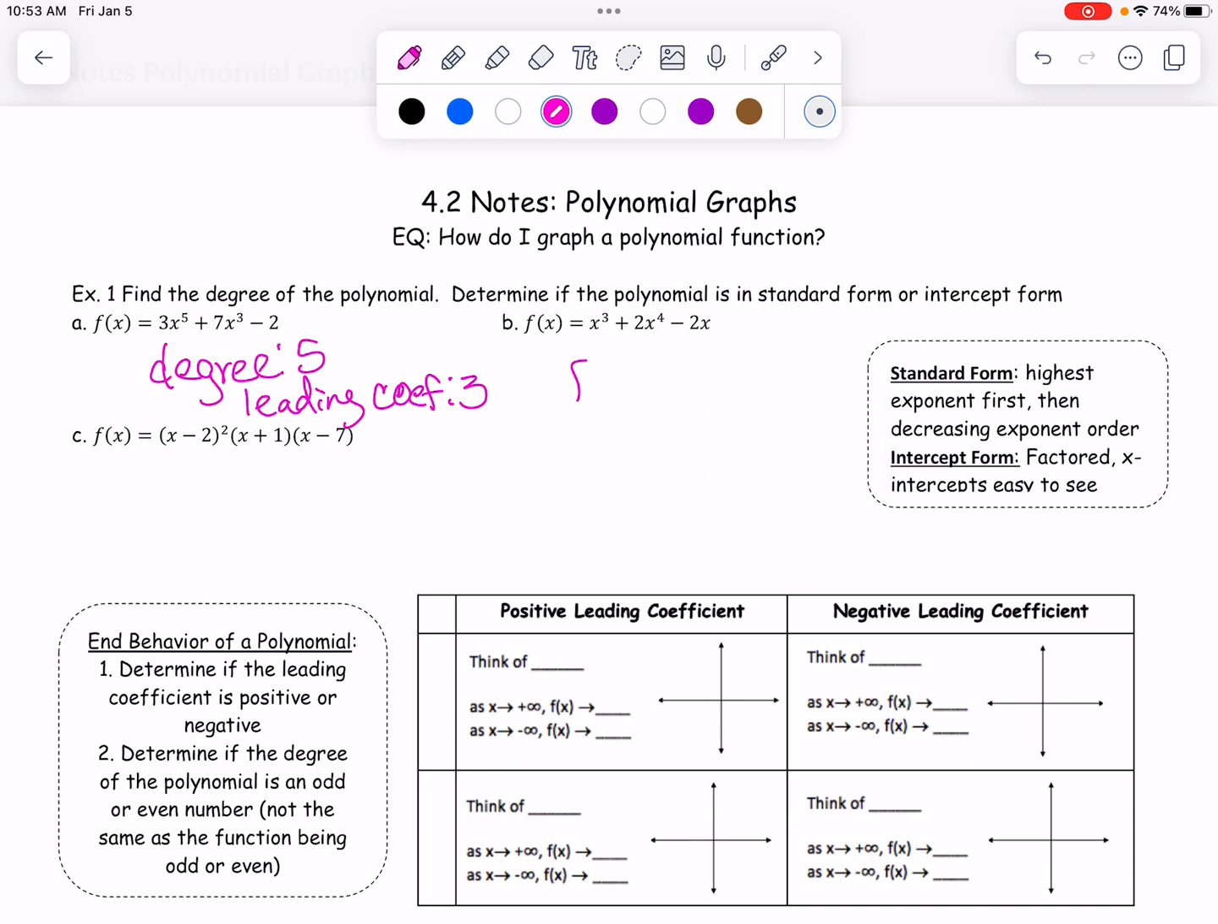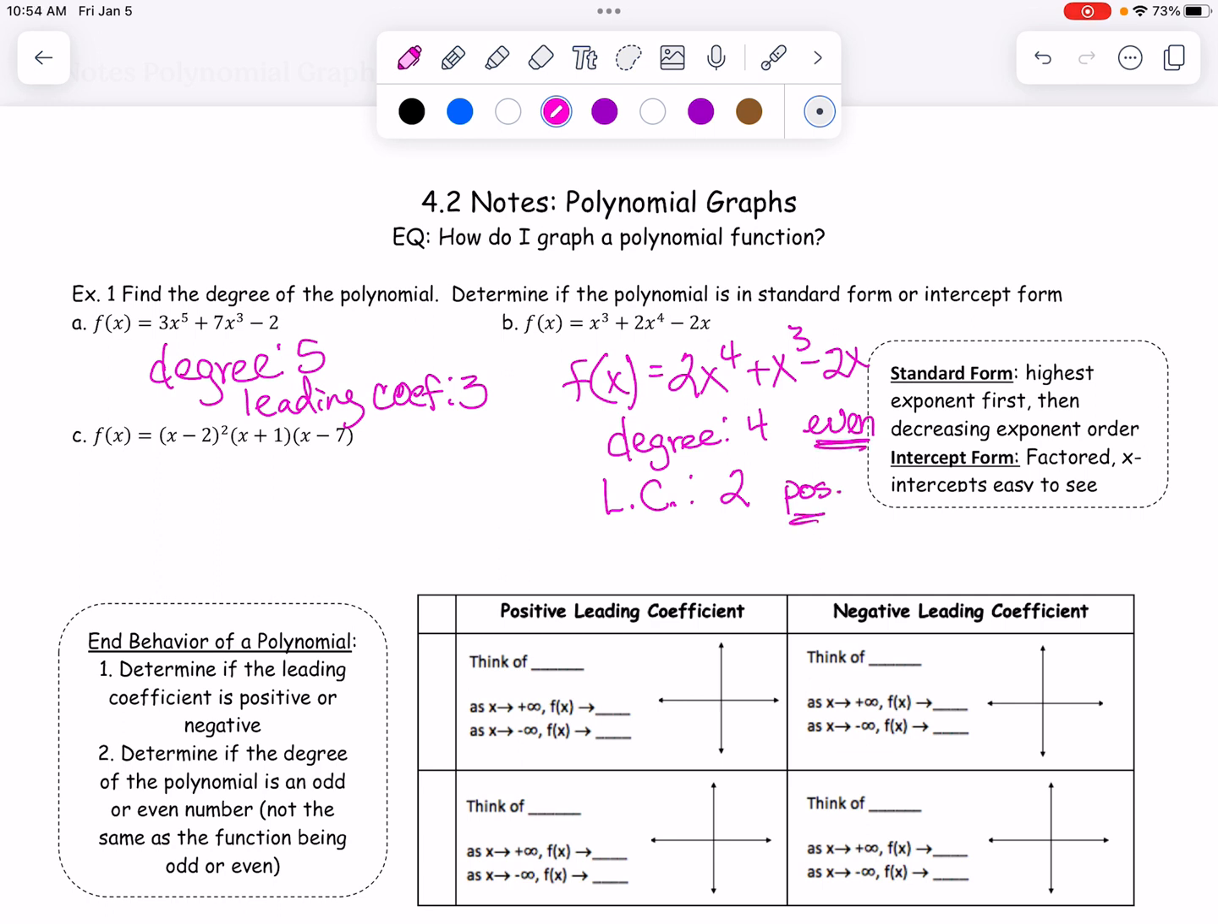The next one is not in standard form, so we're going to first put this in standard form. 2x^4 goes first. And my degree is going to be 4, which is even. And my leading coefficient is a positive 2. So these two things are going to be important.